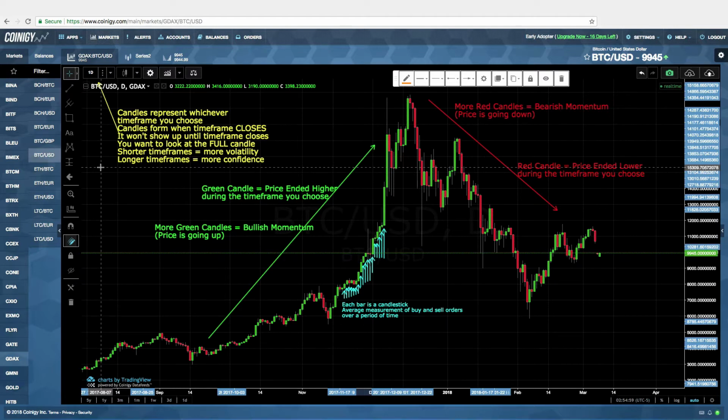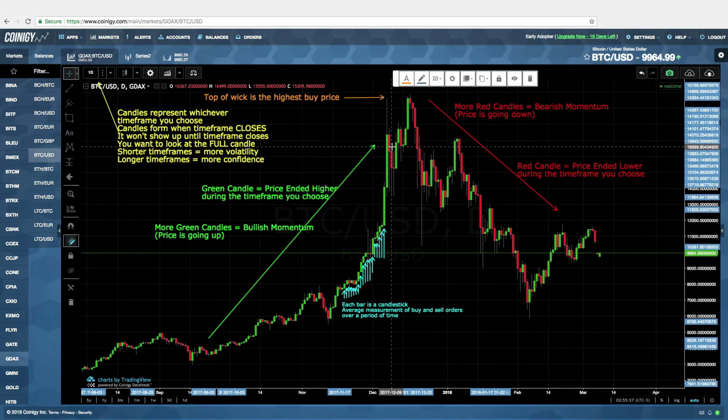And the longer time frames, such as this 1 day, give you more confidence in the market and what direction it's really going in. So if you want to have more confidence, use the 1 day, the 3 day, the 1 week. Those things will tell you what's really happening in the market. And then for shorter trades, you could use the shorter time frames.